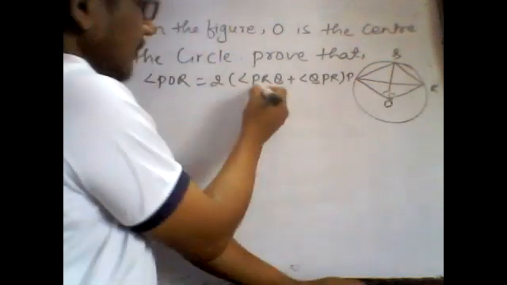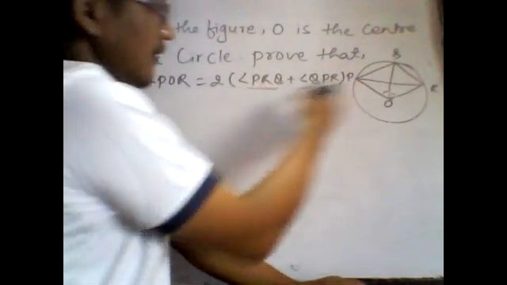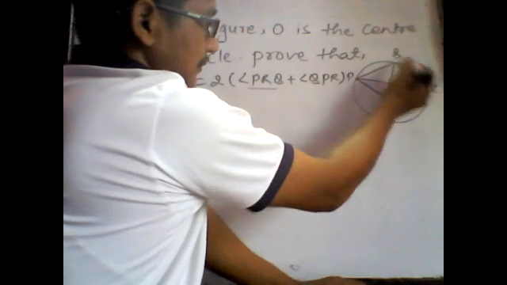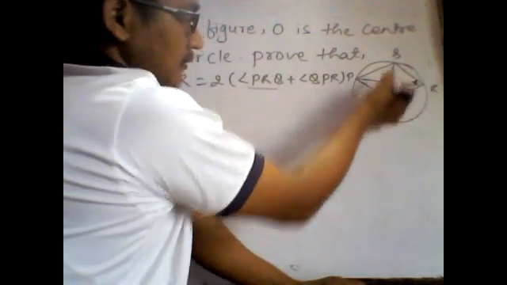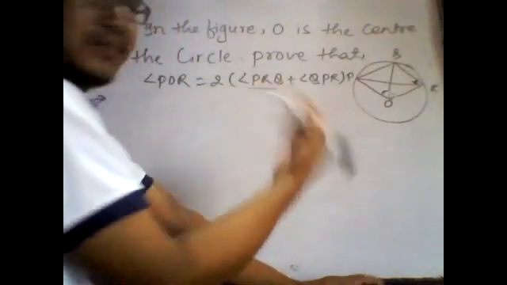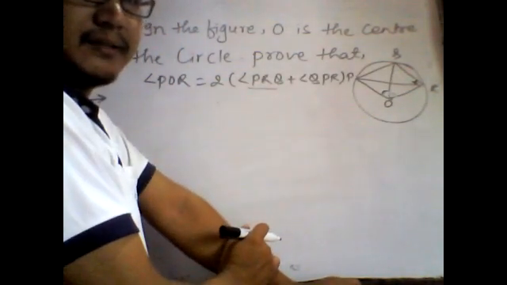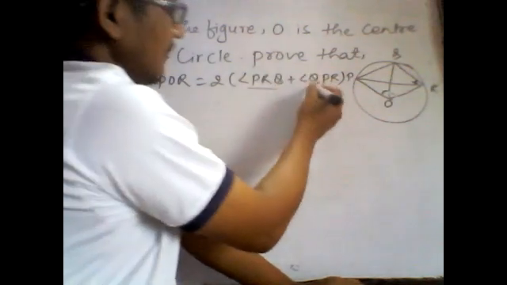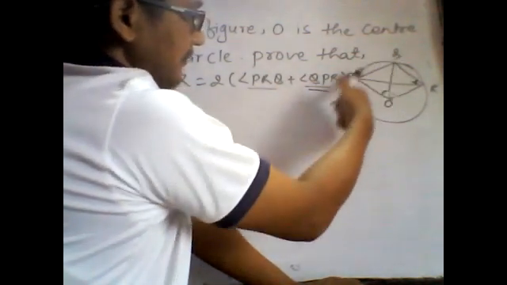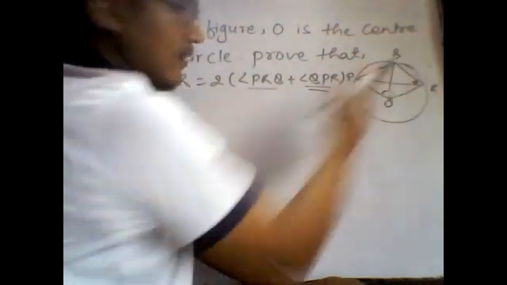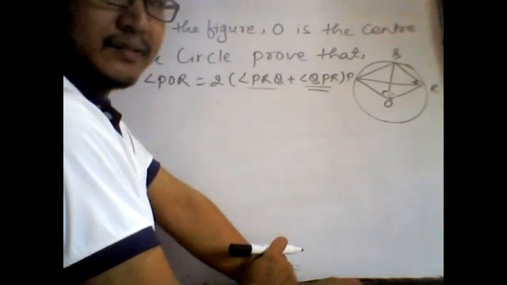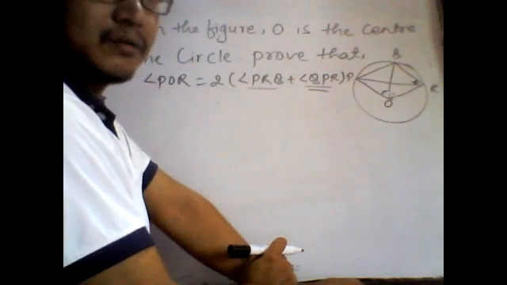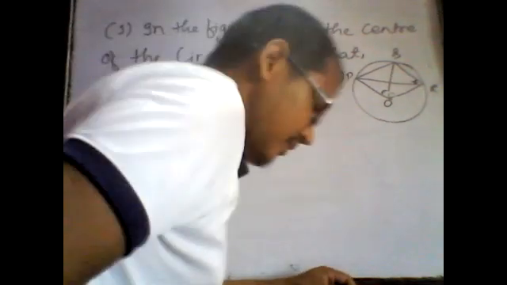Now see here, another angle is PRQ. This angle and this angle are on the same arc. We can use the relation of central angle and inscribed angle. Another angle, QPR, and QR are also on the same arc, but one is at the center and another is at the circumference of the circle. So we can easily verify this.